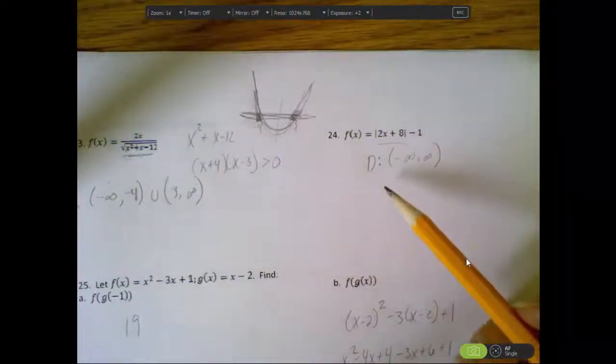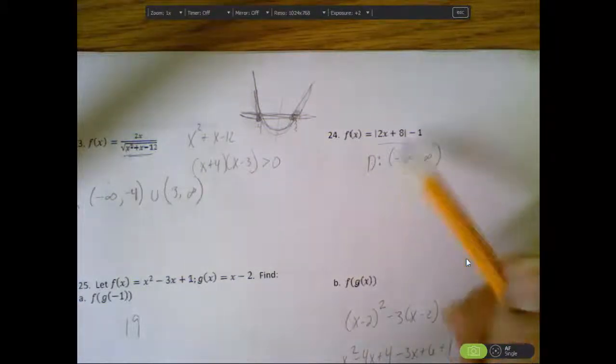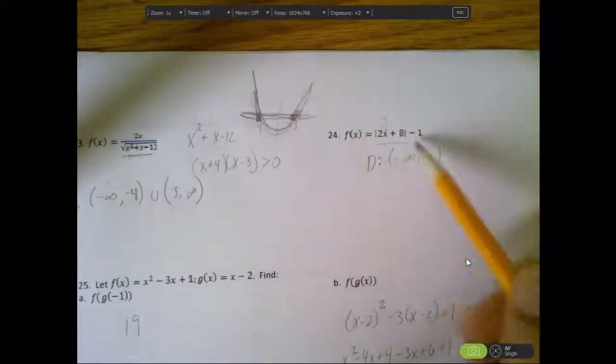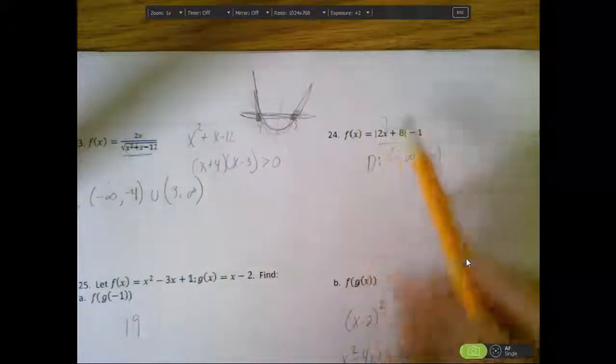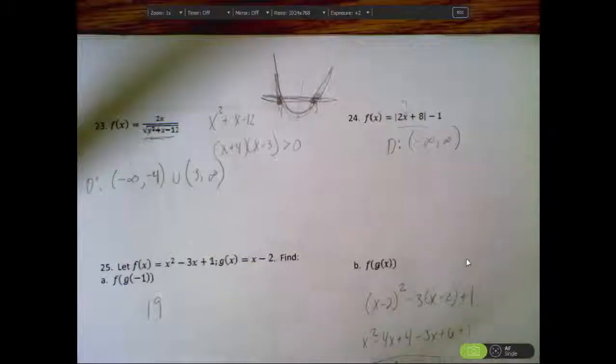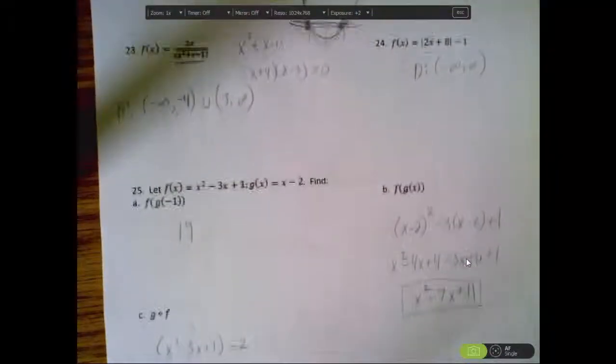There's no restriction on domain for absolute value. Anything you want to put in for x, you can put in, you'll get a real number out. So no restrictions on the domain for absolute value. I'm going to do the next section now too because it's pretty quick.